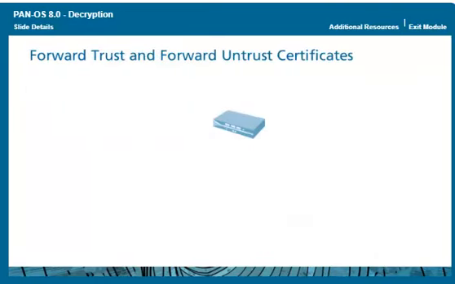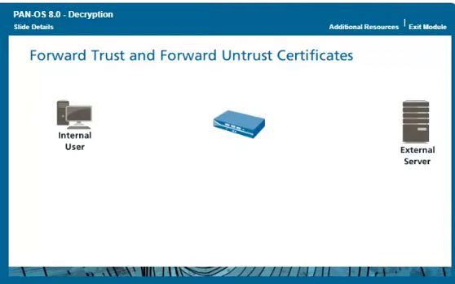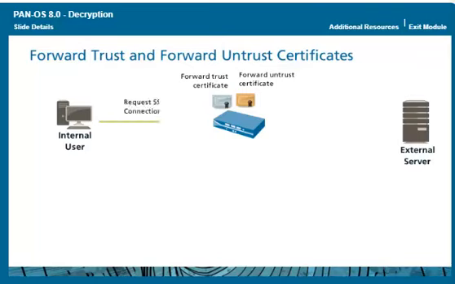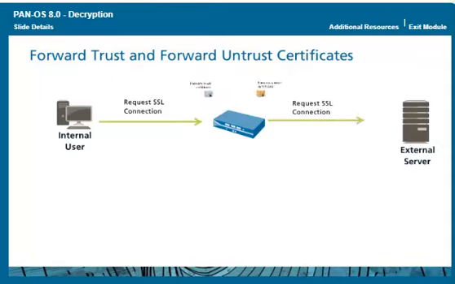With SSL forward proxy decryption, the firewall resides between the internal SSL client and external web server. As a trusted third party, the firewall uses its forward trust or forward untrust certificates to inform the SSL client whether the firewall has verified the validity of the web server certificate. When an SSL client initiates a session with an external server, the firewall intercepts the SSL request and forwards its own SSL request to the server.